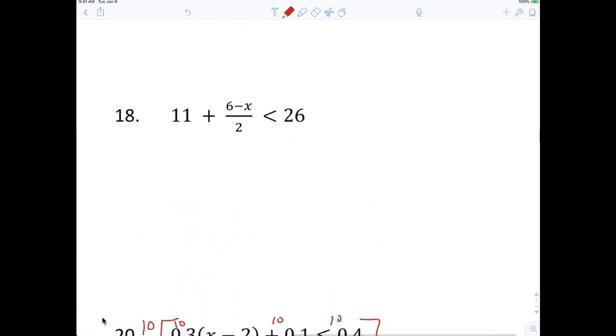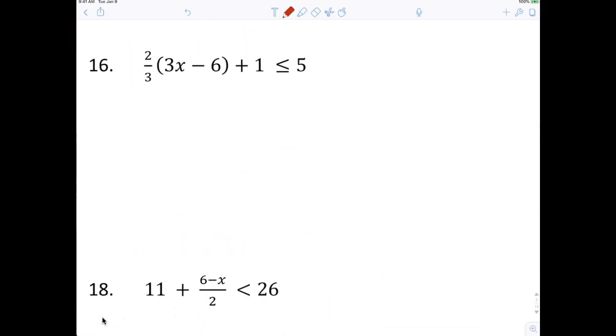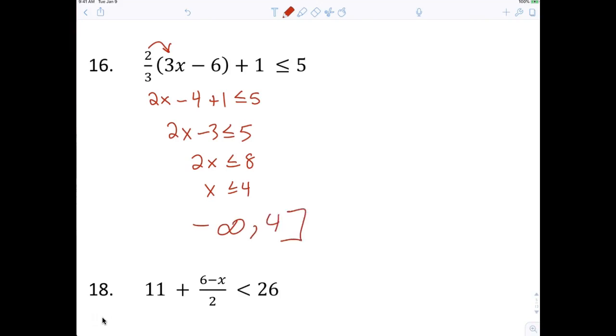16. Here we go. Let's take a look at 16. Now, we have to distribute the 2/3. So 2/3 times 3, you should be able to tell me, is 2x. Can you see that? 2 times 3 divided by 3. And then the next one would be 2 times 6 divided by 3, which would be 4. Do you understand that? Now we're combining terms. 2x minus 3 is less than or equal to 5. 2x is less than or equal to 8, so x is less than or equal to 4. If you're less than or equal to 4, that means you're heading from negative infinity to 4.